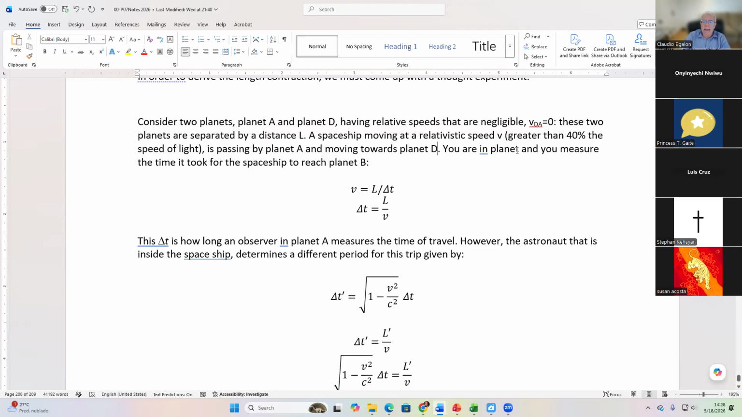You are in planet A and you measure the time it took for the spaceship to reach planet D. That's how long it takes according to your referential, L divided by V. This delta T is how long an observer in planet A measures the time of travel. However, the astronaut inside the spaceship determines a different amount of time that this trip took.